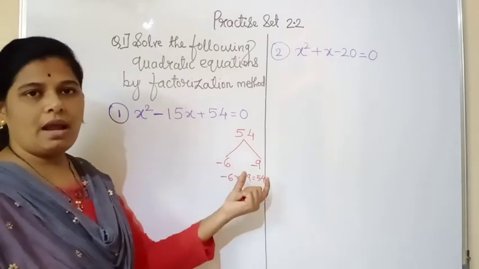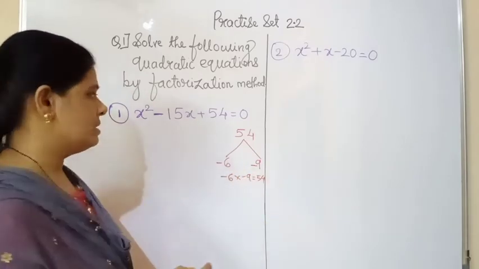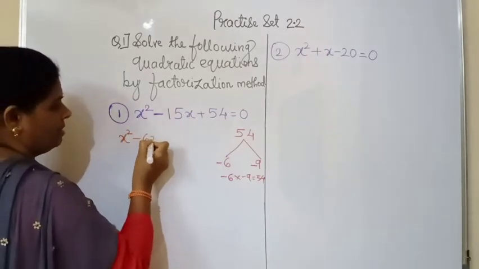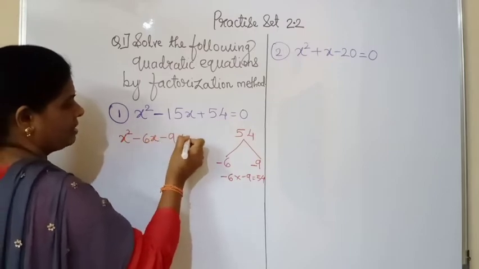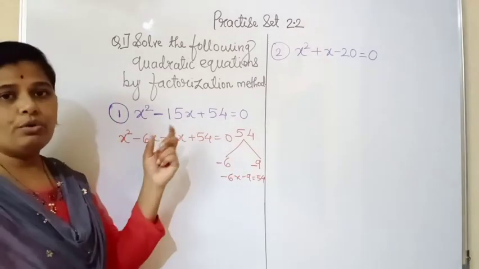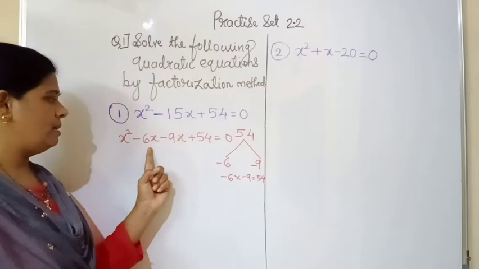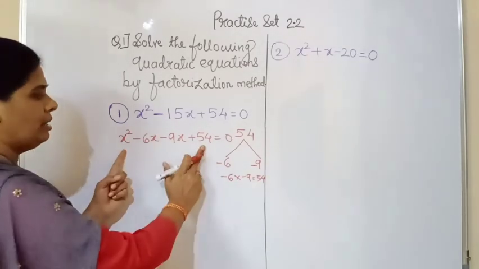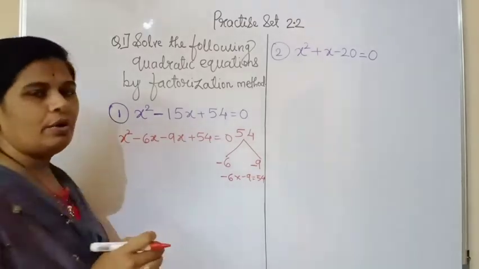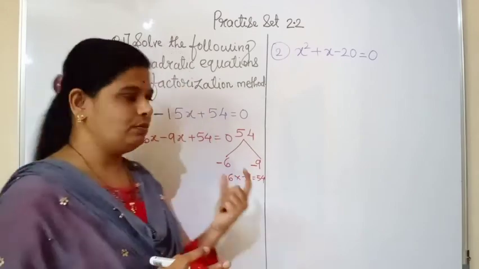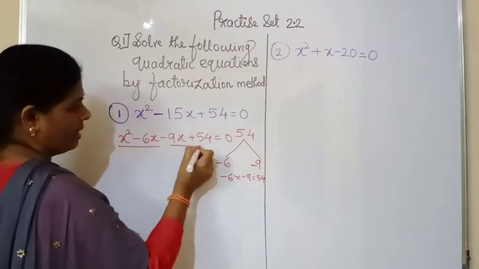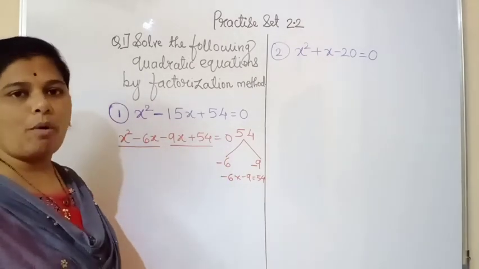Got it, all of you? So these are my factors now, minus 6 and minus 9. So I'll write here x square minus 6x minus 9x plus 54 equal to 0. What I have done now is split minus 15 into minus 6 and minus 9, and the other two things, x square and 54, you have to write as they are. Now we have to make two parts of whatever I have written. Okay, these are my two parts. Now we have to take out the common factors.